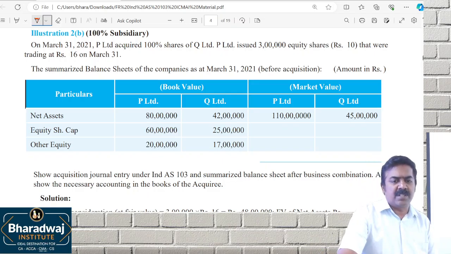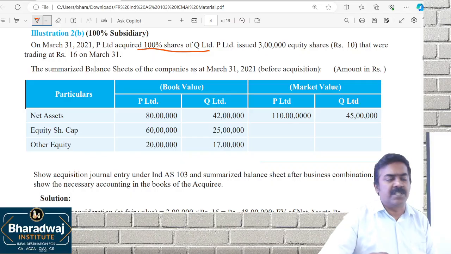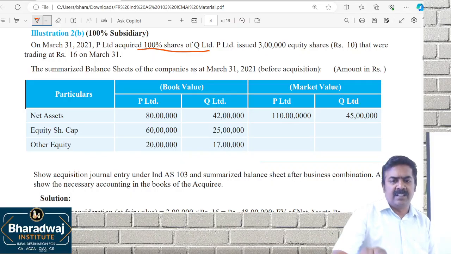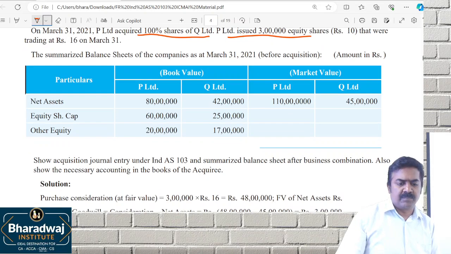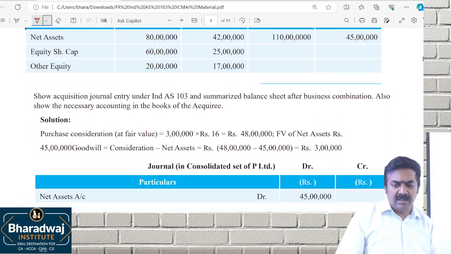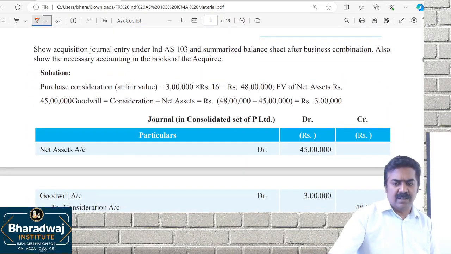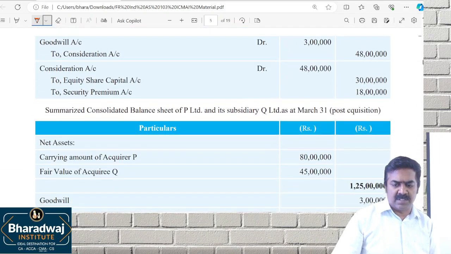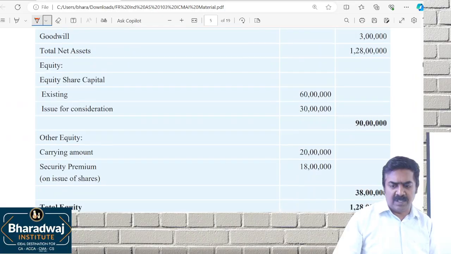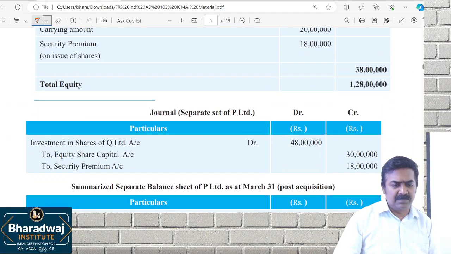We acquired how much? 100% of which company? Q Limited. 100% of Q Limited. P Limited issued 3 lakhs equity shares. Summarized balance sheet is given to us. So the acquisition journal entry will be more or less the same. Clear? Goodwill is 3 lakhs. Net assets and consideration are given to us. Similar entries only will come.